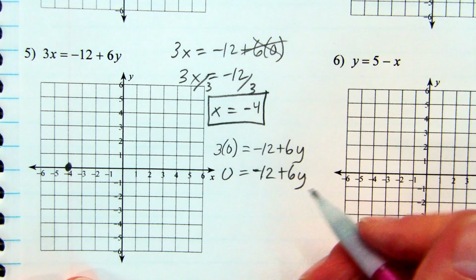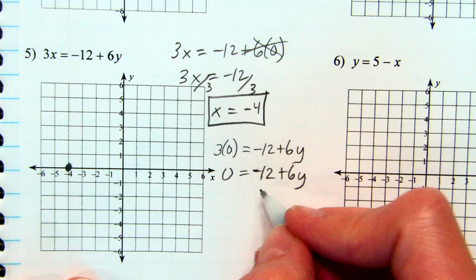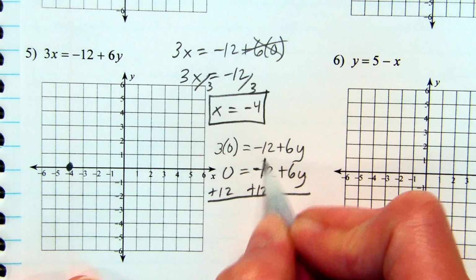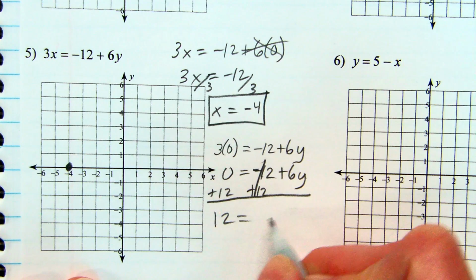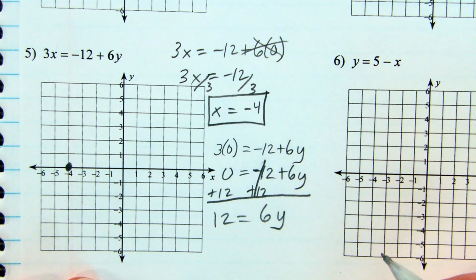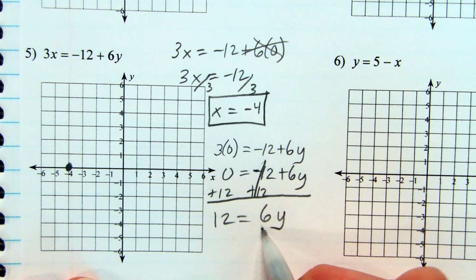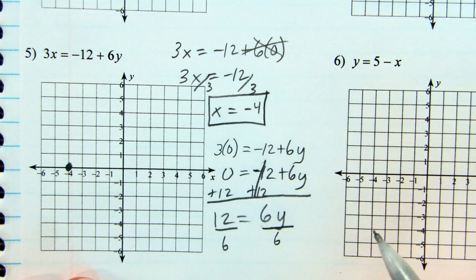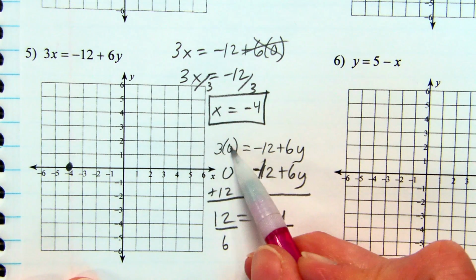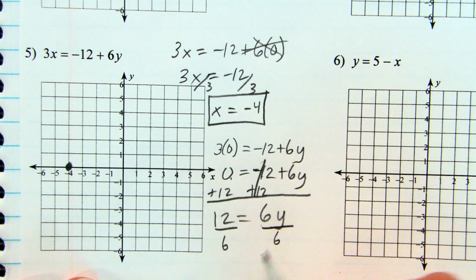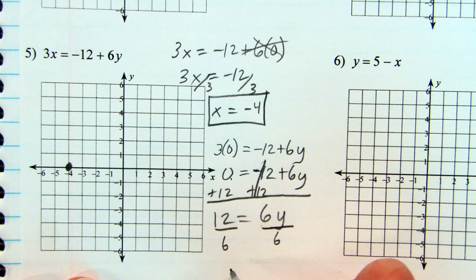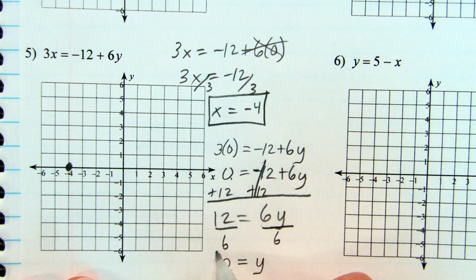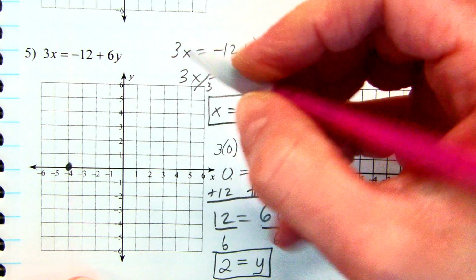When you're solving an equation, you want to add and subtract first. So plus 12, and so you get 12 equals 6y, and then you divide. Because if you divided first, you'd have to deal with the 3 times 0, which is 0. Okay, so then 12 divided by 6 is what? 2, good job, equals y. And so my y is at 2.